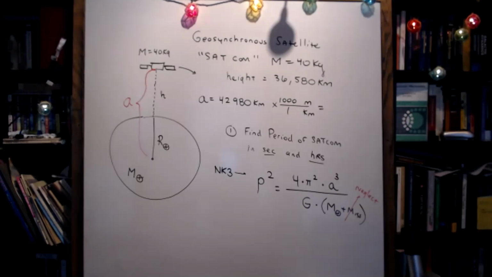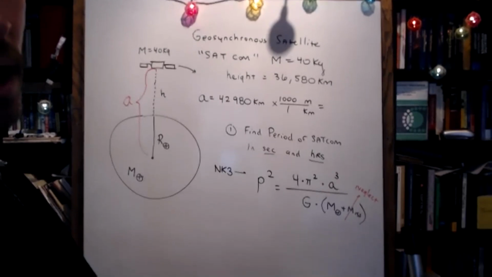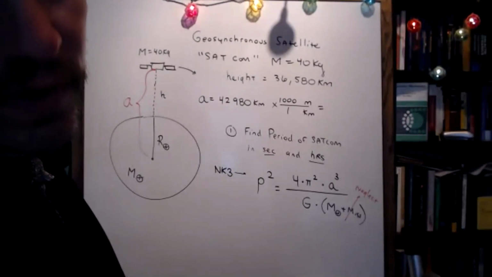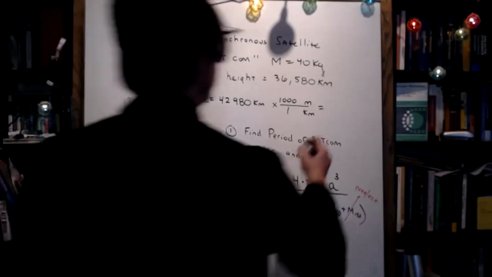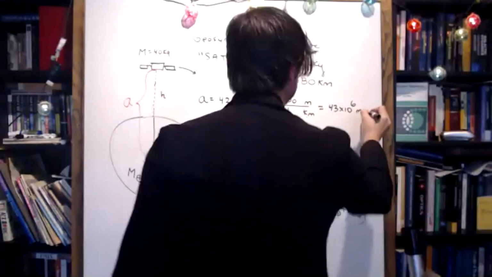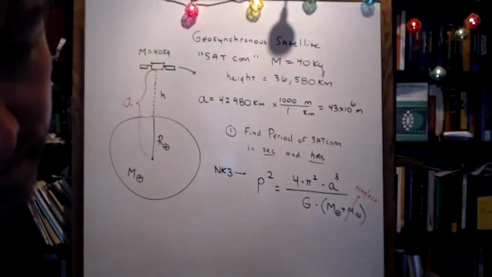So it would be 42,980 times 1,000. Yep. 42,980,000. Or do you want to just round up to 43 million? Because why not, right? Yeah, sure, that's fun. Okay. So I would just instinctively round it to 43 million.